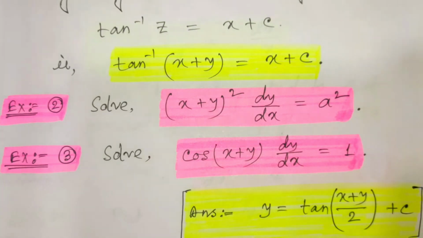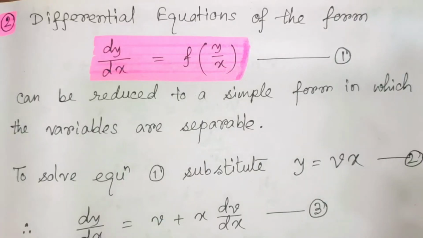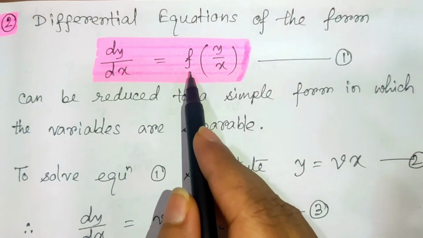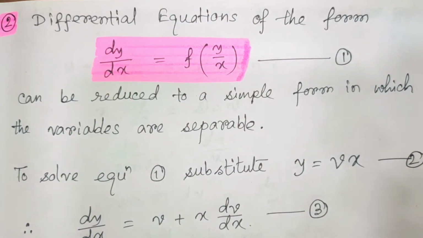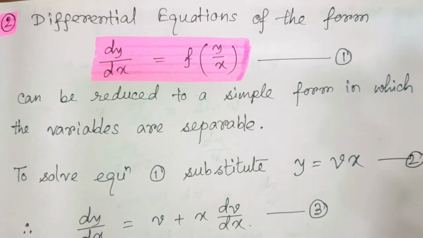Now one more method, in fact one more format we shall find for the differential equation, which we can solve by the separation of variables method with some other substitution. So let us check. If you find the differential equation is of the form dy by dx is equal to f of (y by x), with all the variables in the form of y by x, then also we can reduce this differential equation to separation of variables form by some other substitution.